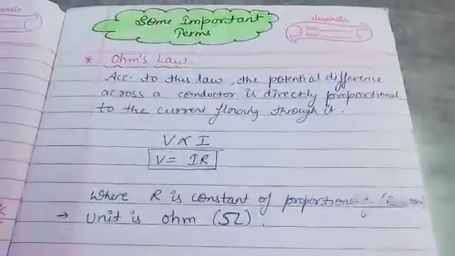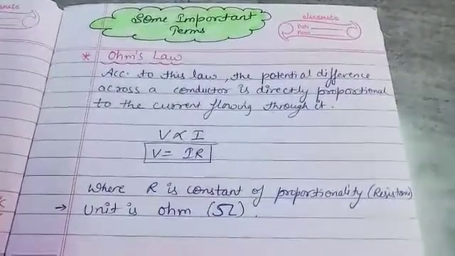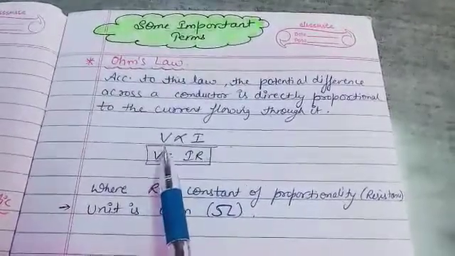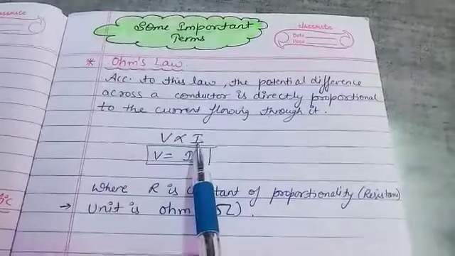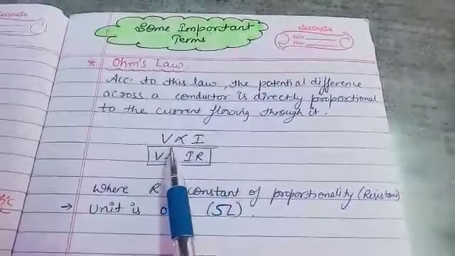Very easy. I think you know Ohm's law. That one is V is equal to IR. Okay, it means V is directly proportional to I, where I is current, R is resistance, and V is potential difference.